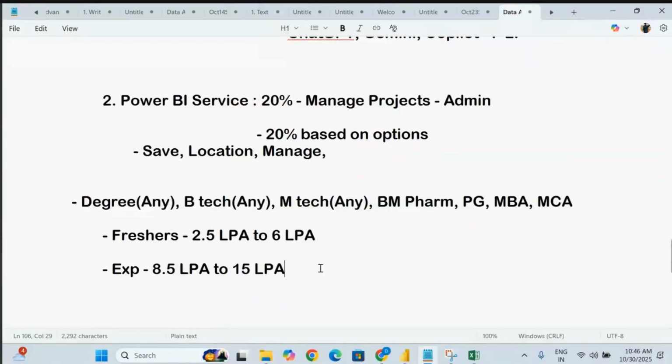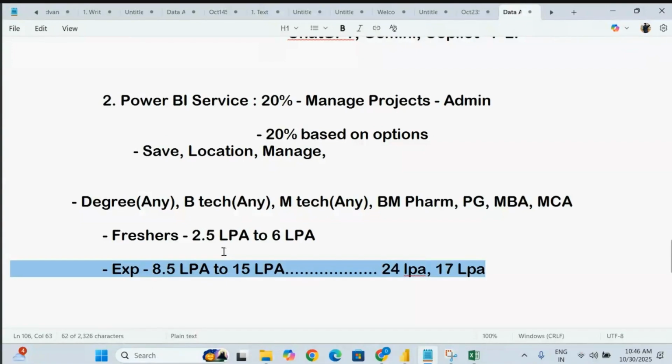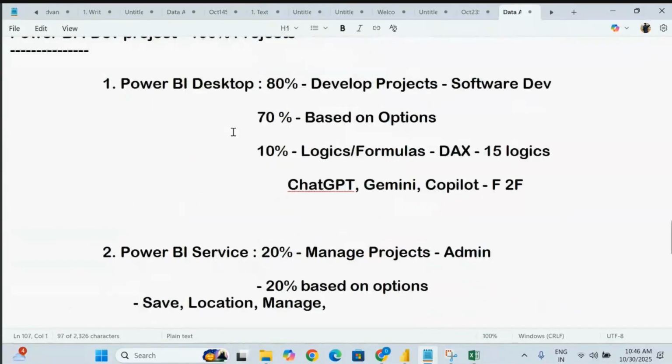Apart from this, one of my students with 4+ years of experience got 24 LPA, the highest package. Another got 17 point something, so let me call it 17 LPA. Like this, based on your technical skills, your knowledge, your practice, the way you explain in interviews, and your company, you can expect a huge amount in packages from this simple, easily understandable technology.